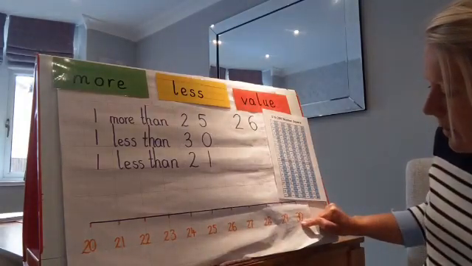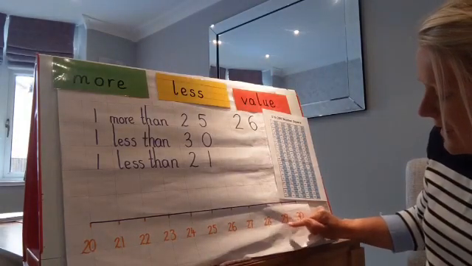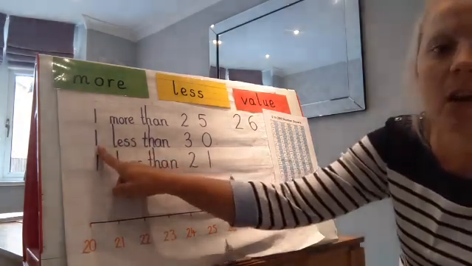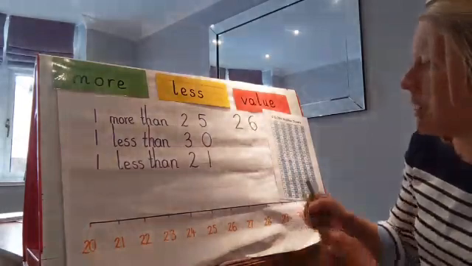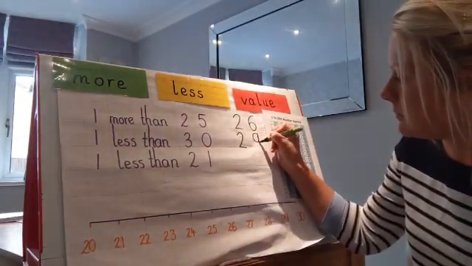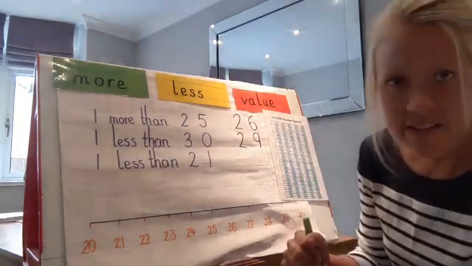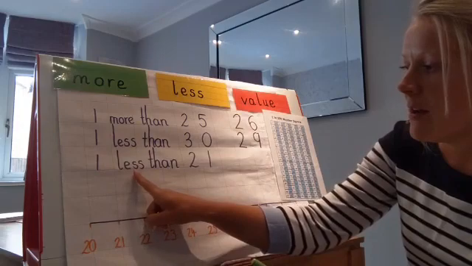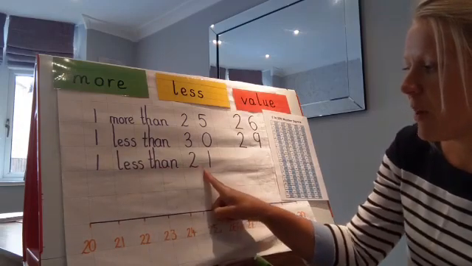There's 30 on my number line, and I'm going 1 less. I'm going down my number line, but only by 1 number because I'm finding 1 less than 30. So my answer is 29. Okay, you're getting good at this, guys. Well done. Finally, we're going to see if we can do 1 less than 21.